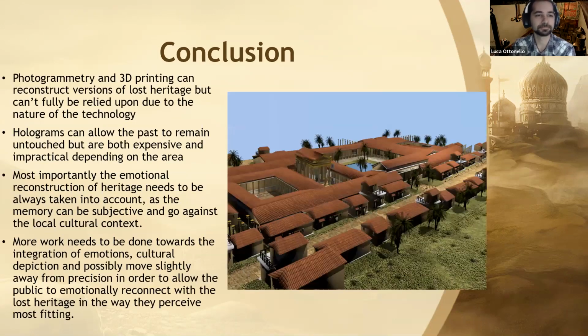As a conclusion, I put that photogrammetry and 3D printing can reconstruct versions of their heritage. But the technology still doesn't allow us to do the same as the original pieces of work. Holograms can be used for not touching what is left there, so leave the more recent history without being touched. But the problem is, again, impractical, expensive. You can't place them in most areas. Imagine placing a holographic machine in a desert. It will melt within a few days. It wouldn't work.